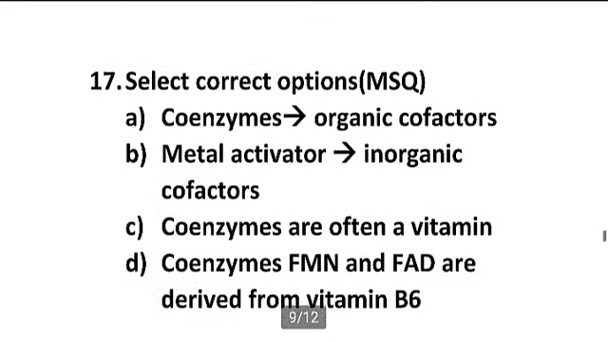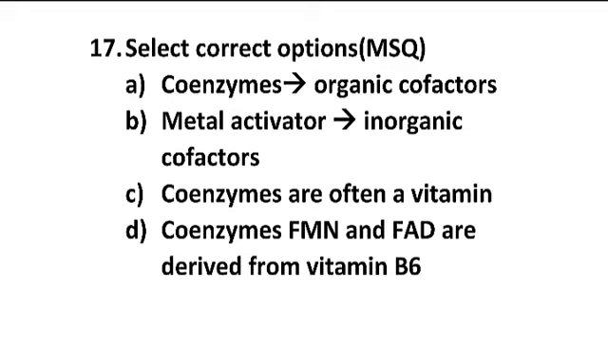Moving to next question. Next question is MSQ. Select correct option, and the options given are A. Coenzyme organic cofactor, B. Metal activator inorganic cofactor, C. Coenzymes are often a vitamin, D. Coenzymes FMN and FAD are derived from vitamin B6.